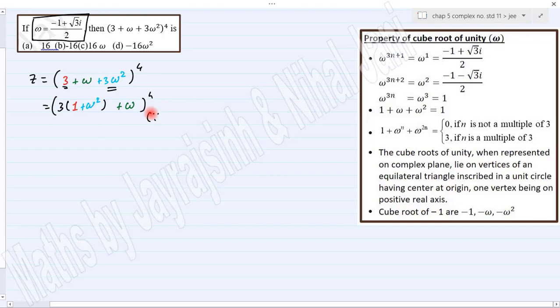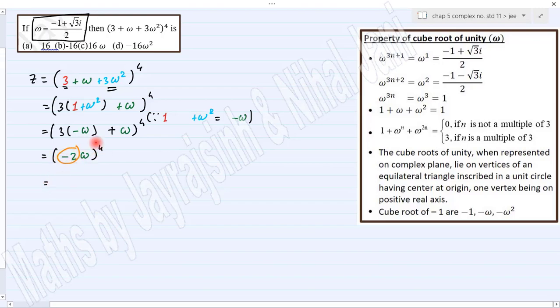And we know the property of cube root of unity: 1 + ω + ω² is equal to 0. So if we take plus omega on the right hand side, then it will become minus omega. So we can say 1 + ω² is actually -ω. So let's substitute the value of 1 + ω². So we will get -3ω + ω, which will become (-2ω) raised to 4.